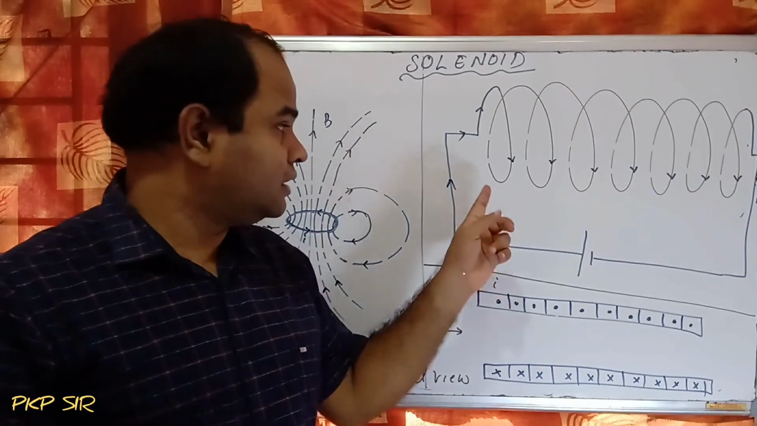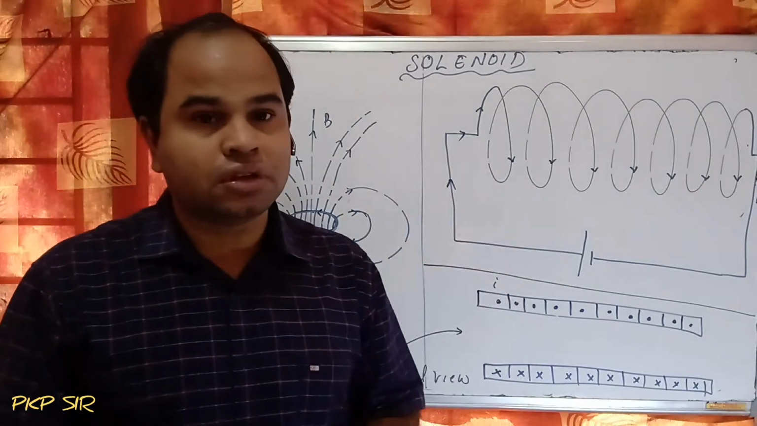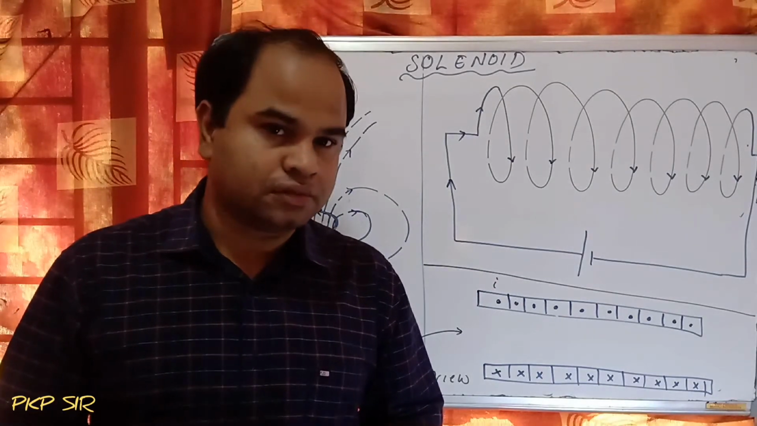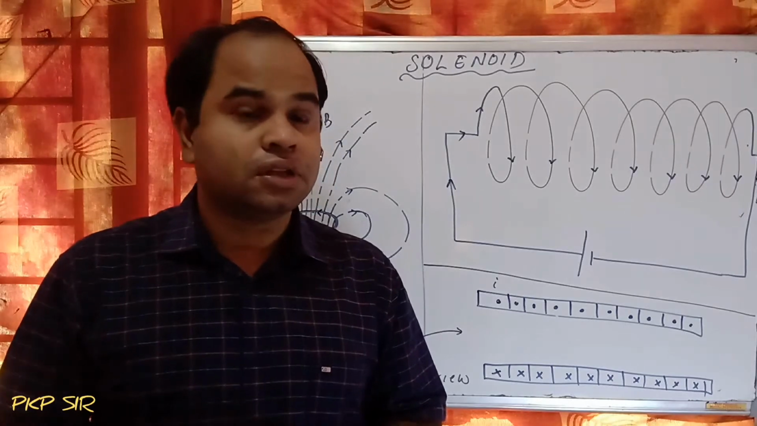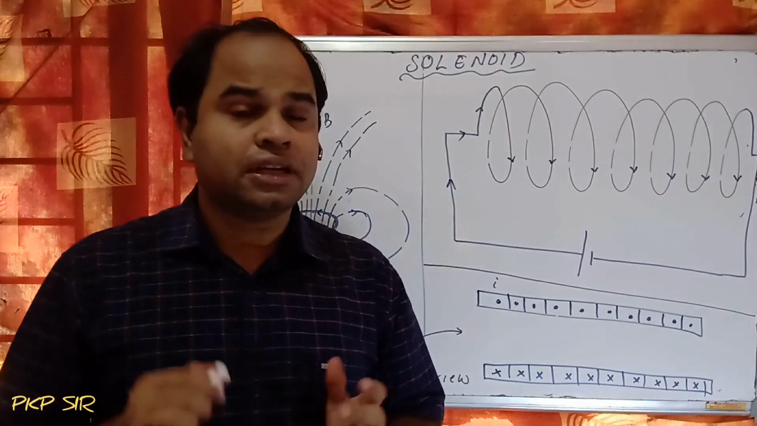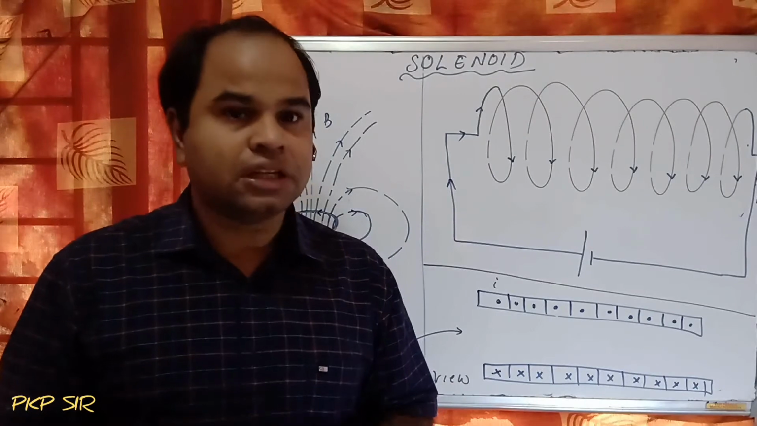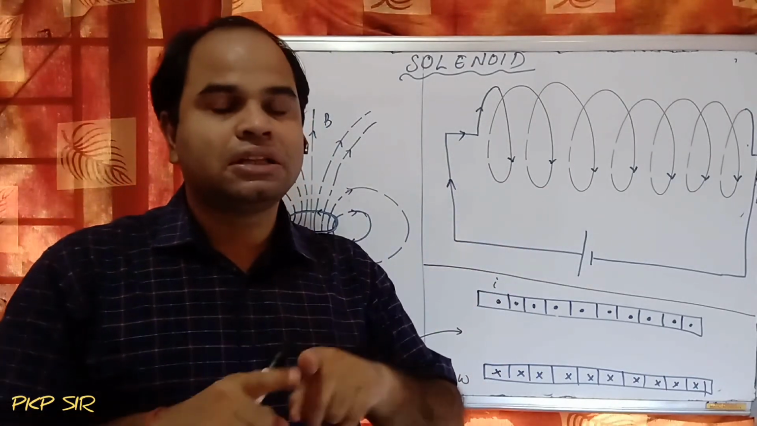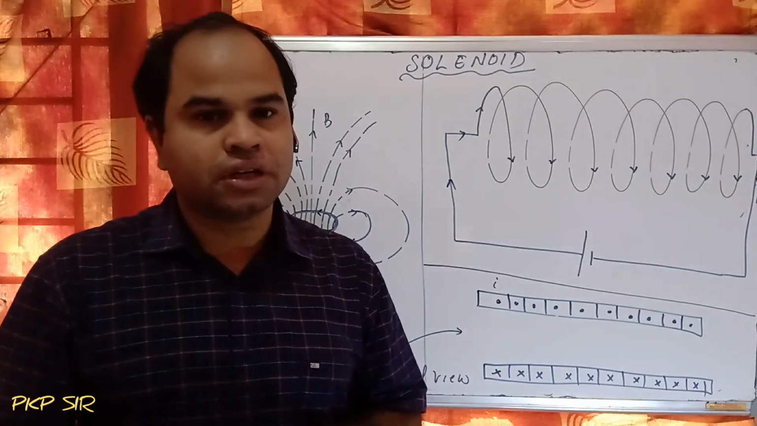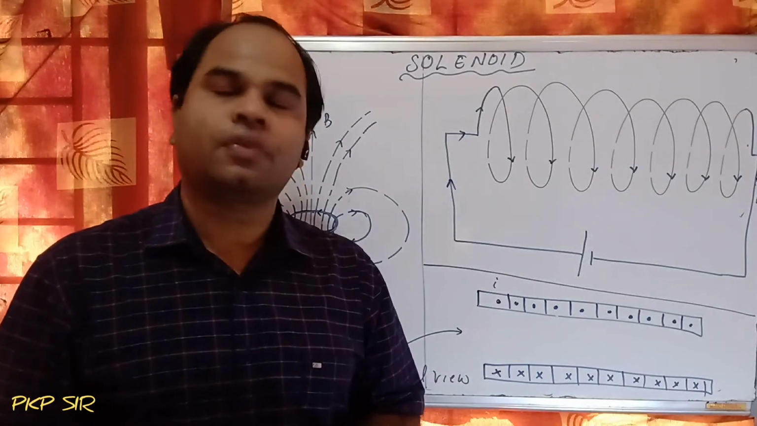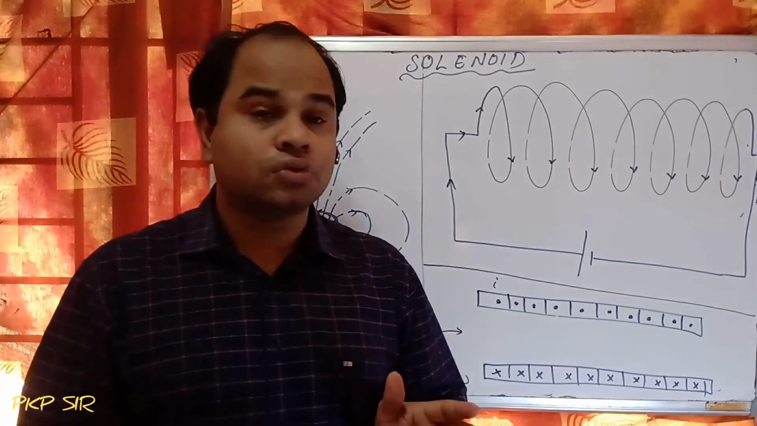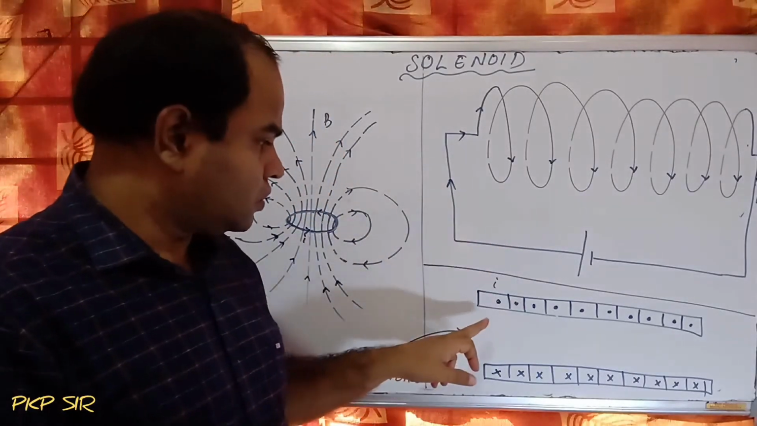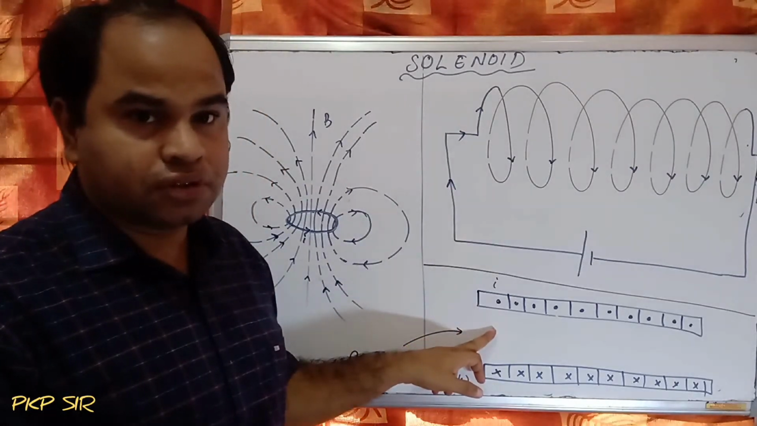The wires of the solenoid are coated with an insulating material. So that means even if the two wires are physically close, they are electrically insulated from each other. Okay. So when current flows in a solenoid, the cross-sectional view of the solenoid is this.